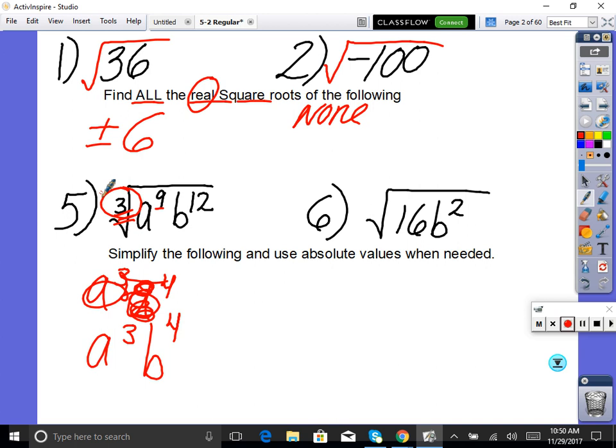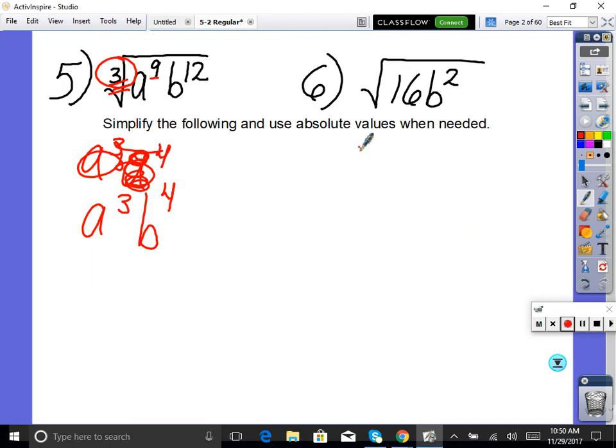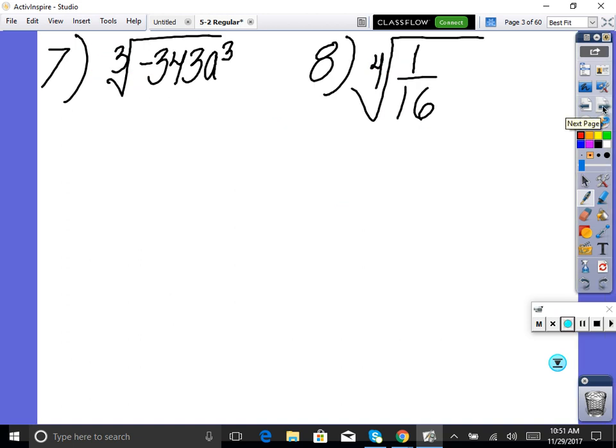Okay, moving on. Look at number 6. The square root of 16b squared. What does that simplify to be? 4b. Even root? Odd exponent? So we need absolute values. We don't put absolute values around 4. 4 is positive. Good to go. It only goes around variables. Okay, look at this one. Number 7. It's not on your paper though.